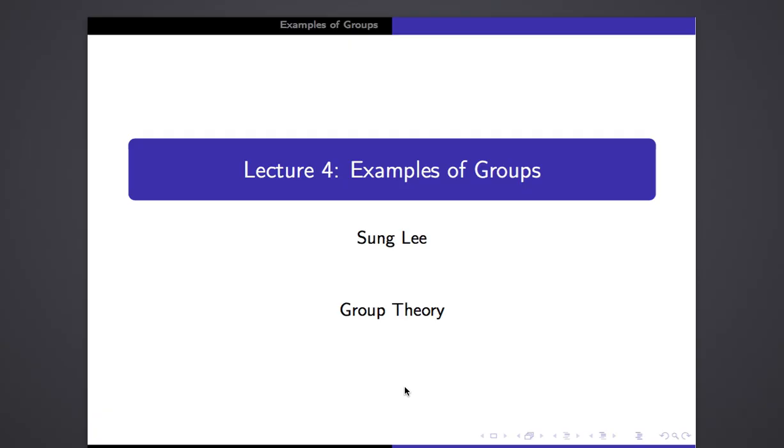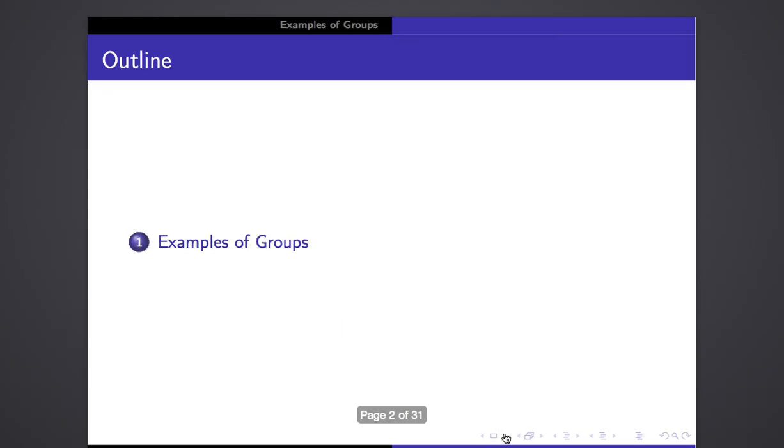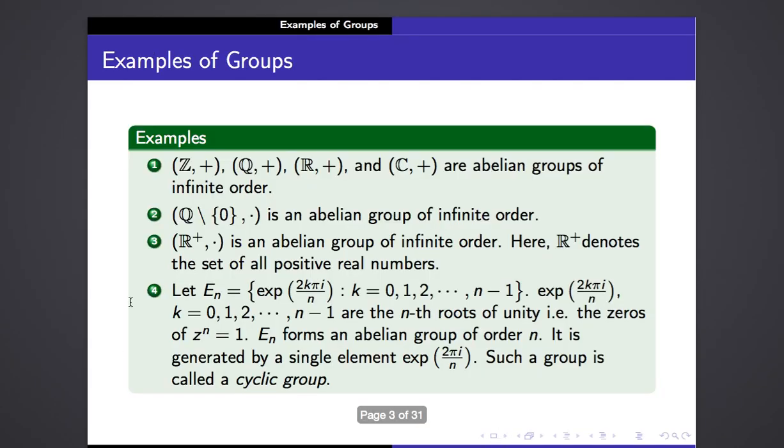In this lecture we study examples of groups. For starters, the set of all integers with addition, the set of all rational numbers with addition, the set of all real numbers with addition, and the set of all complex numbers with addition are all abelian groups of infinite order.